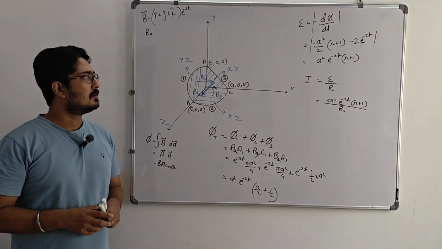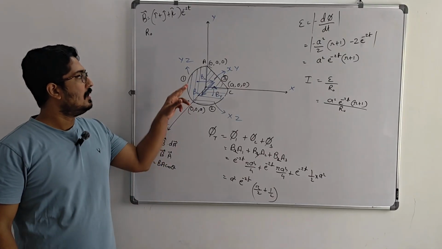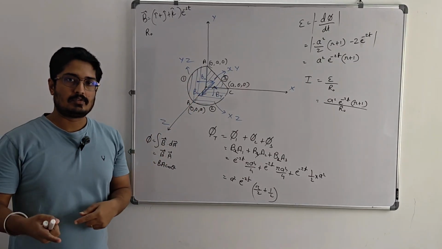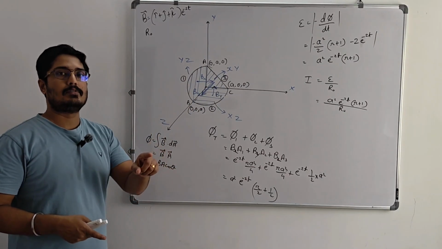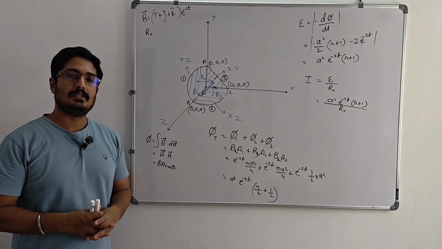It's a very simple question, a direct question. The only complication that a student will feel here is that the areas are in different planes. So accordingly, you have to take the magnetic field component to solve the question. That's it. Otherwise, it's a pretty easy question.